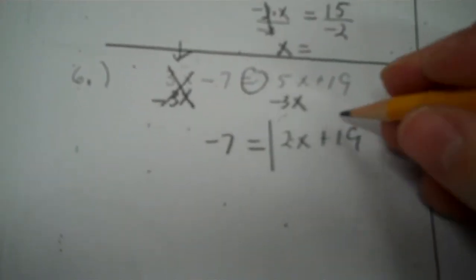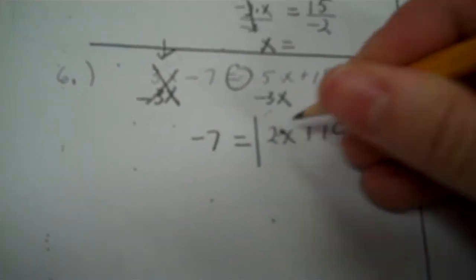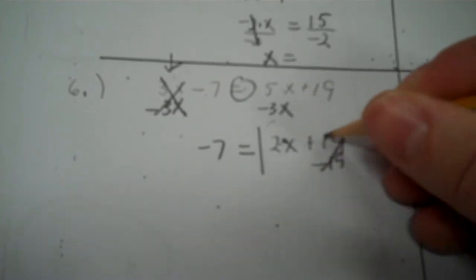Okay, now we got 2x and plus 19. We do the opposite of plus 19 first, which is -19. Line your equals up. And then -7 minus 19 gives me -26. Over here you got 2 times x still. Then we divide by the factor of 2, and then x will be by itself on one side. So -26 divided by 2 is -13.